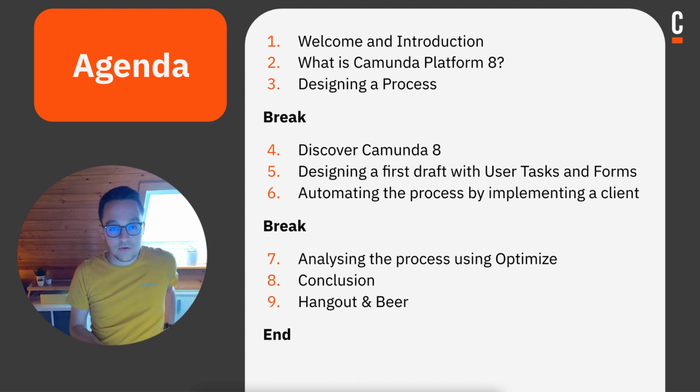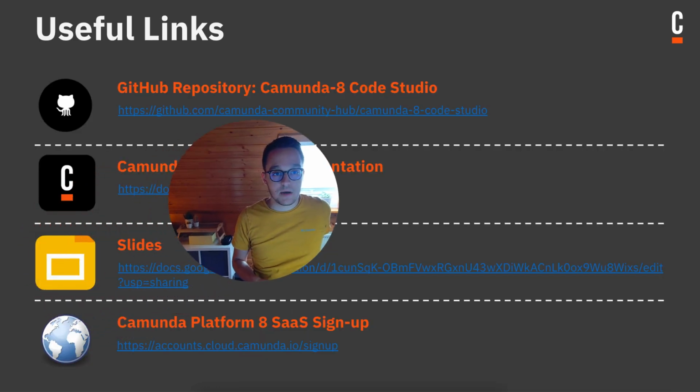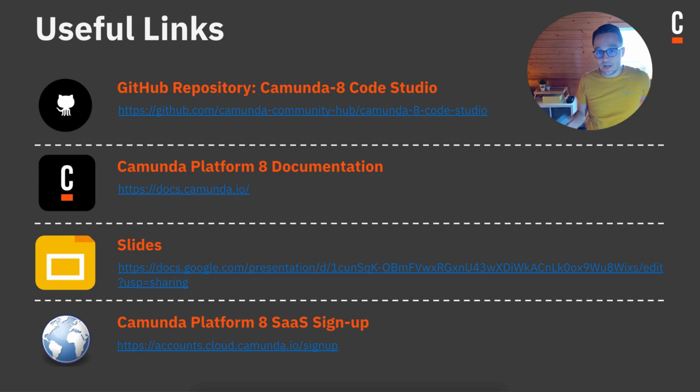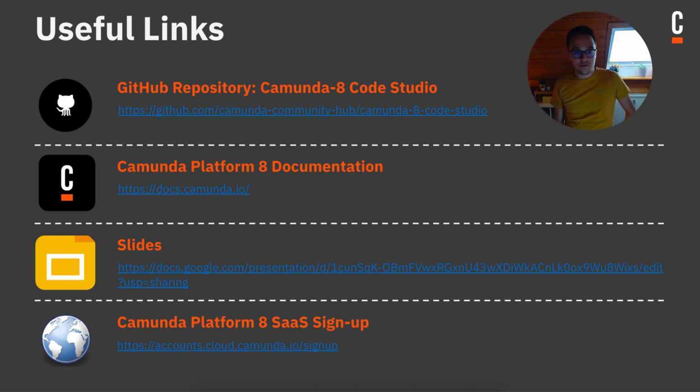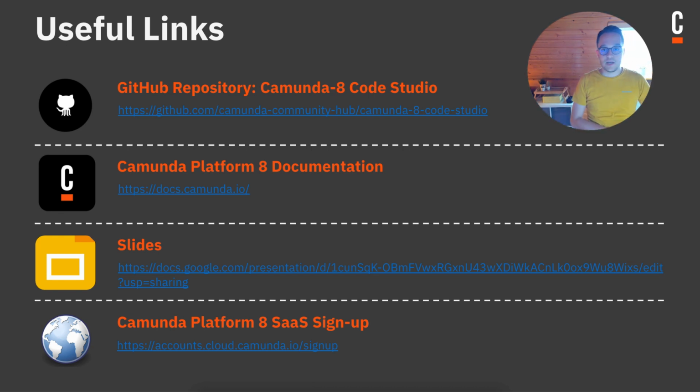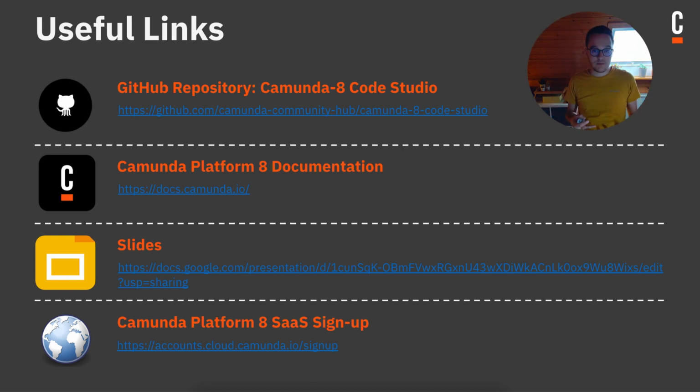To start off with, I also have a little slide about some useful links. I will share them in the video description as well. First of all, that's going to be the GitHub repository for the Camunda 8 Code Studio. You can access this GitHub repository, and I will show you later on as well, because all the information about this workshop is contained in there. So if you wonder where you can find the exercises, example code and solutions, that's the repository to go to. And of course, the documentation is also a very good place to visit.